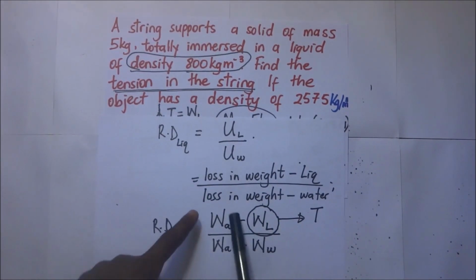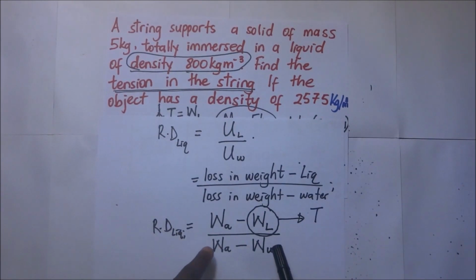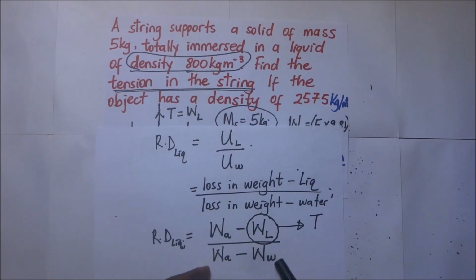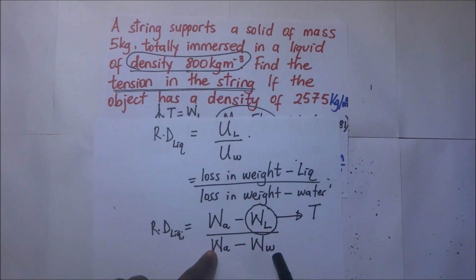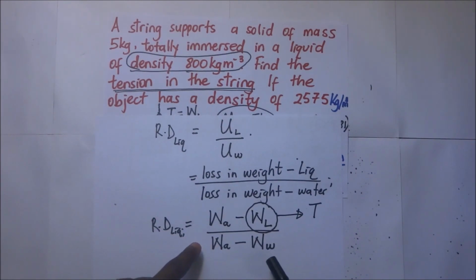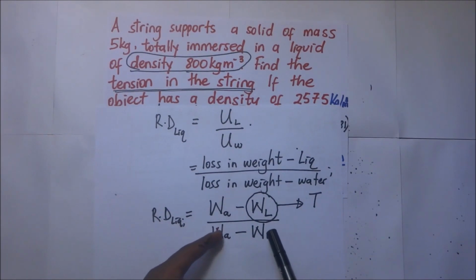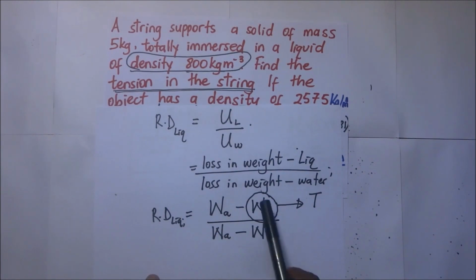Then there is this, the loss in weight in water. Of course, the loss in weight is the upthrust experienced in water, or the apparent loss in weight of the solid mass when it is immersed in water. We can get this term by looking at the formula for relative density of a solid. Relative density of a solid is given by the weight of the solid in air, divided by the apparent loss in weight when it is in water. So let's get started with the working.